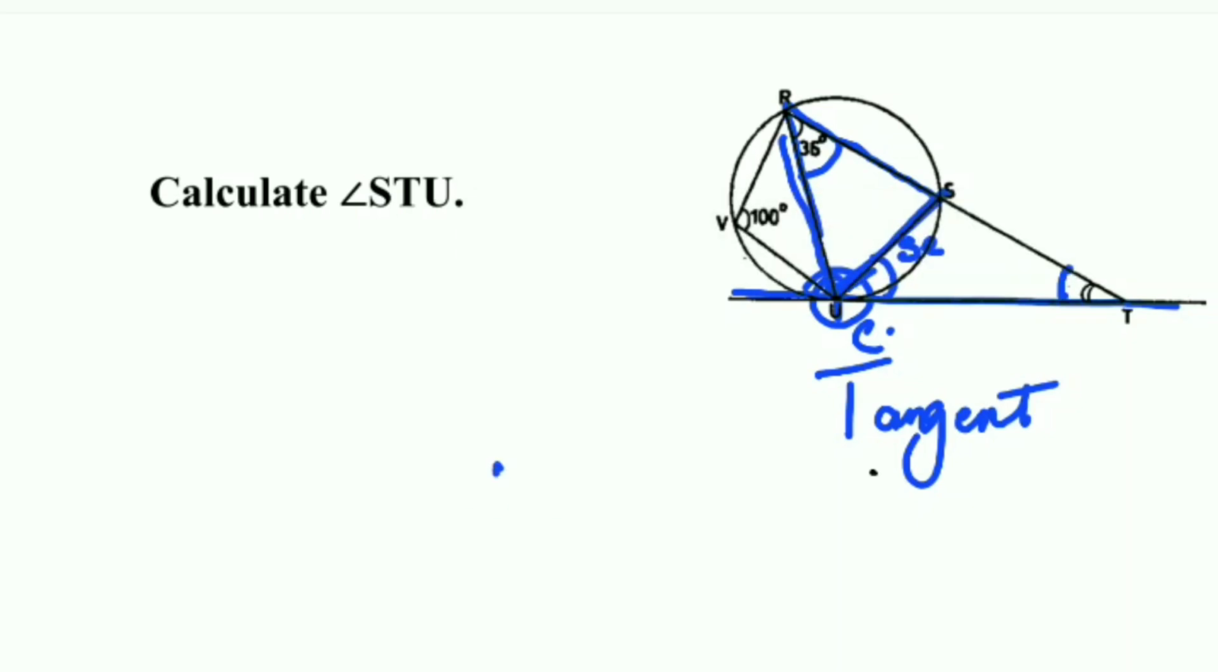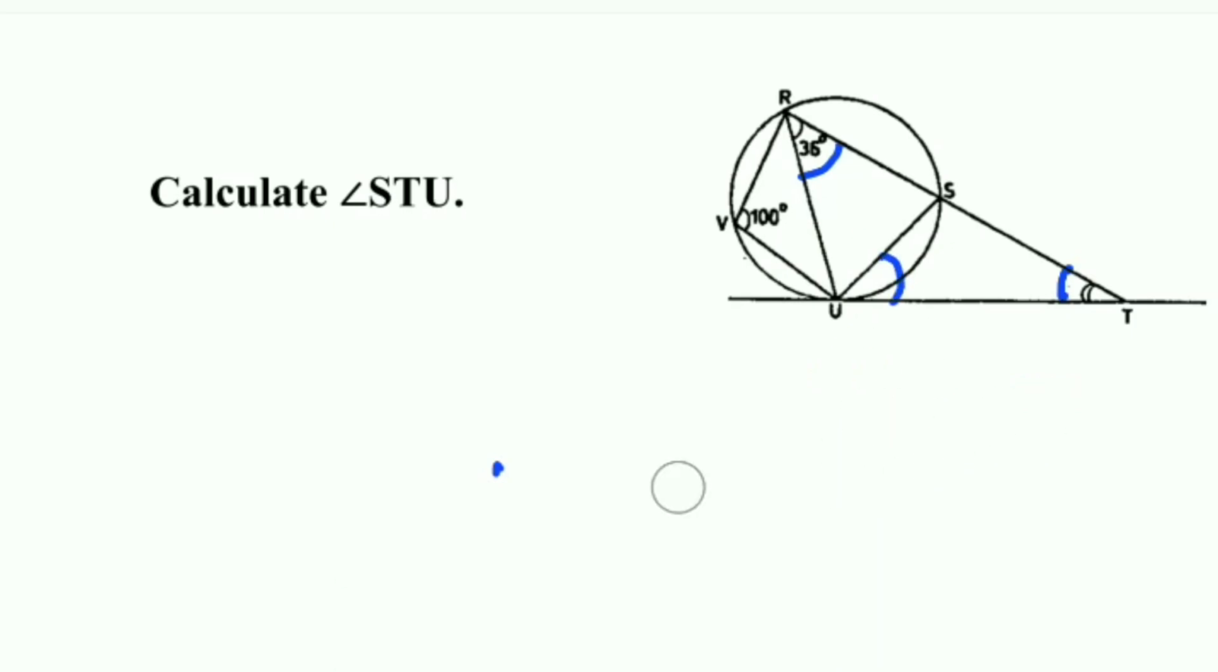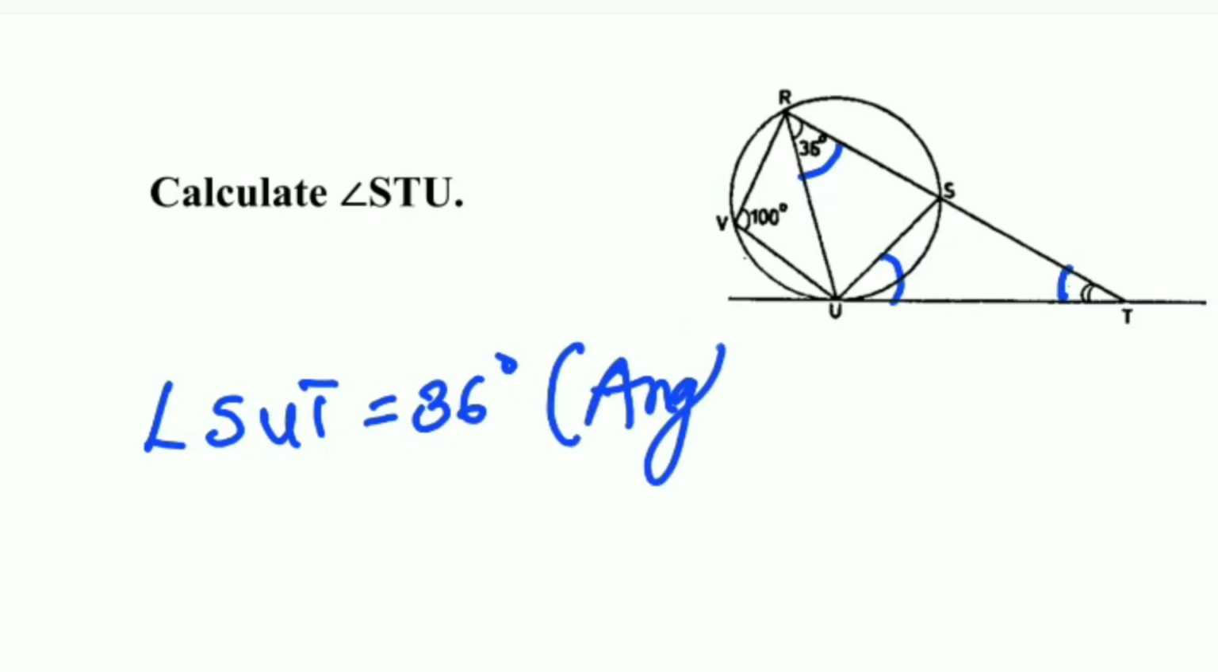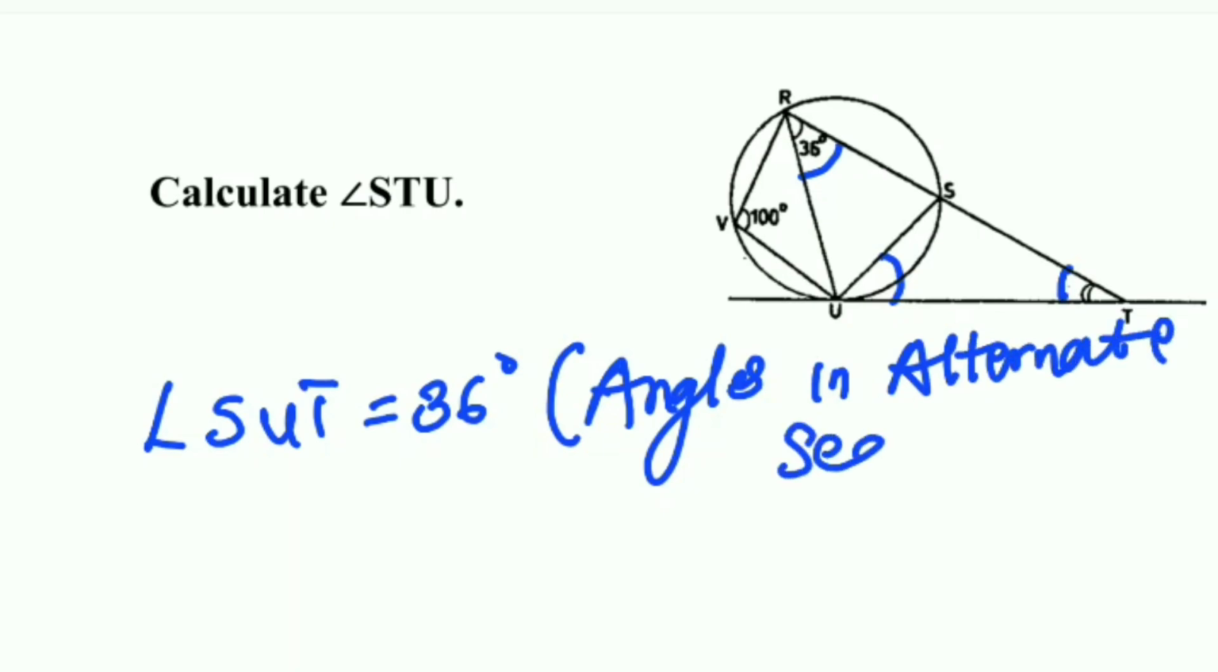So my point here now is the angle here will be equal to 36 degrees, and the reason is angles in alternate segments. So angle SUT is equal to 36 degrees. Angles in alternate segments.